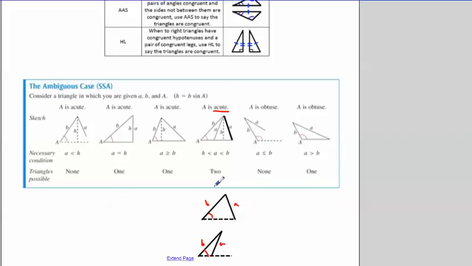Now, I call this one the acute triangle because all of the angles are acute. And when you solve with law of sines, that's the answer that the calculator will give you first. And then I call this triangle the obtuse triangle because it does have an obtuse angle right here. And we have to do some extra steps to find this triangle.